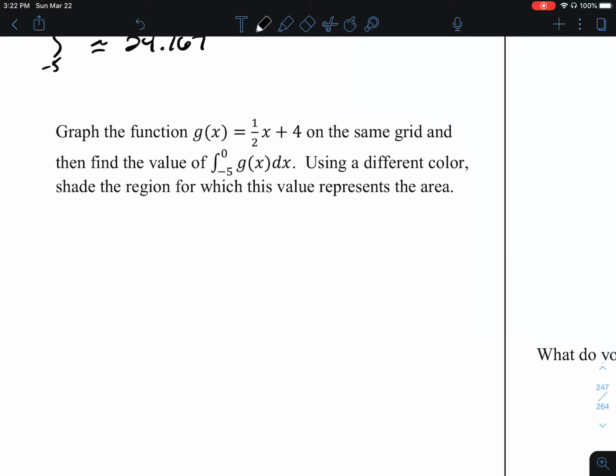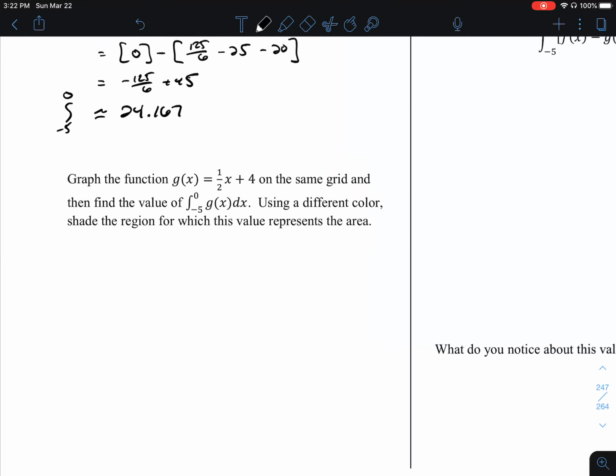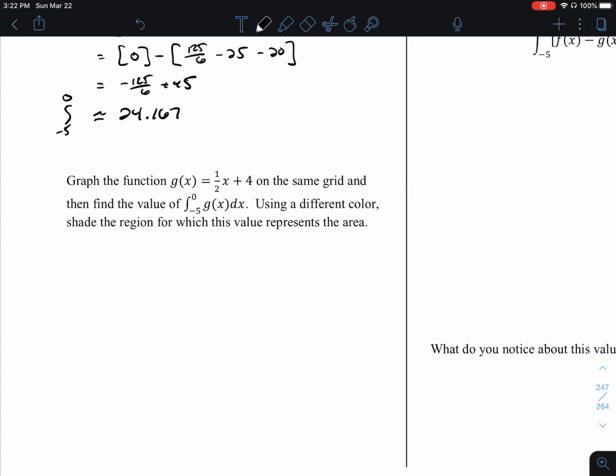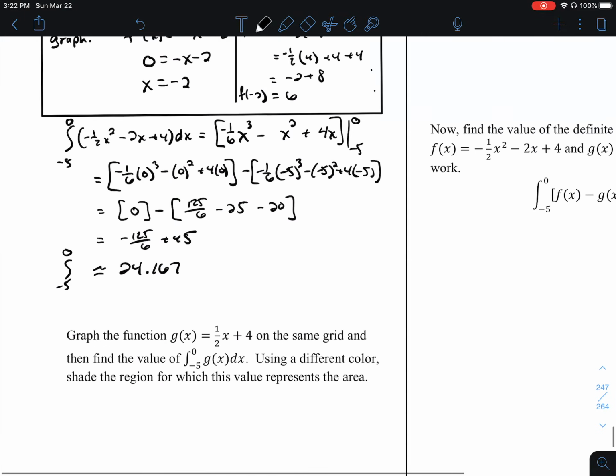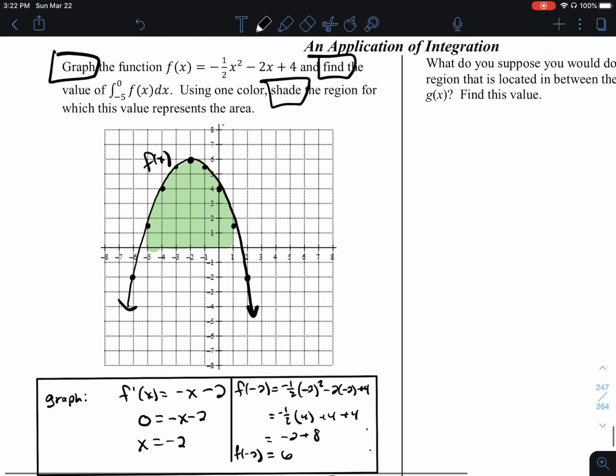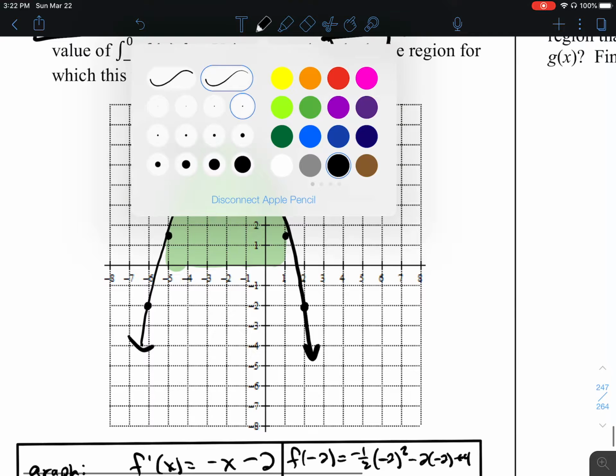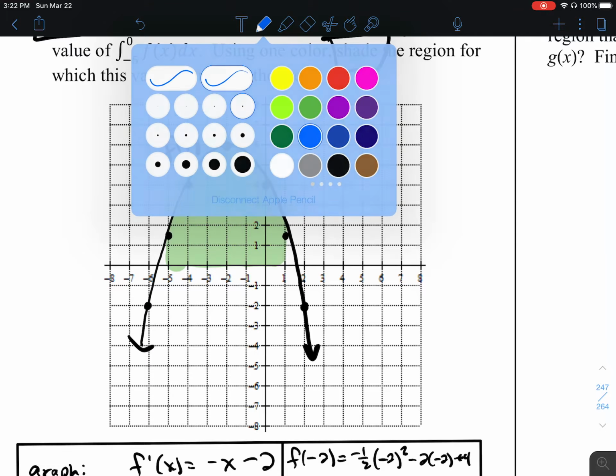Next question. Everything we did in that first question we've done before lots of times. I know you know how to do that. It's good to review. Graph the function g of x, which is -1/2 x plus 4, in the same grid, and then it's asking us to find another value. So let's graph this on the same grid. It was positive 1/2 x plus 4. I'll use a different color for this.